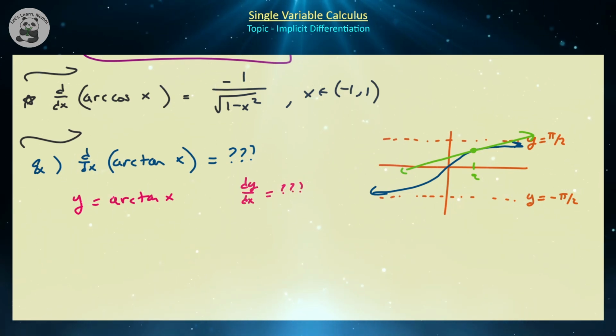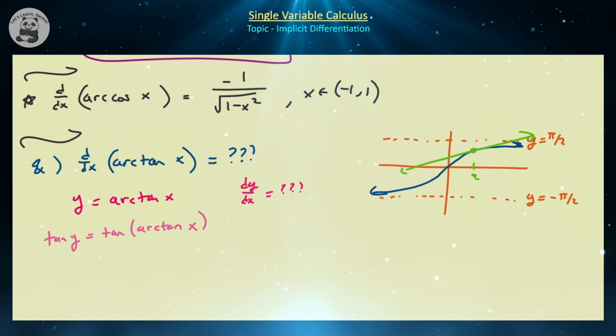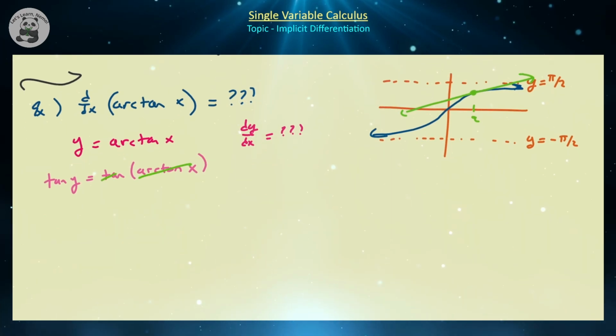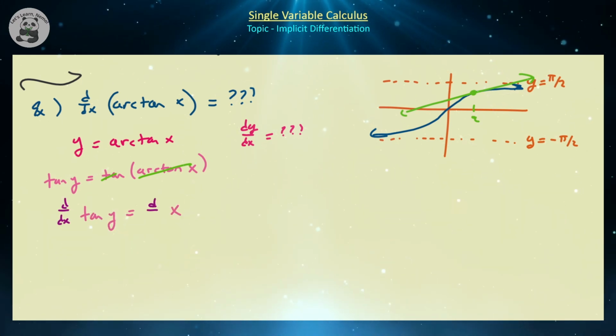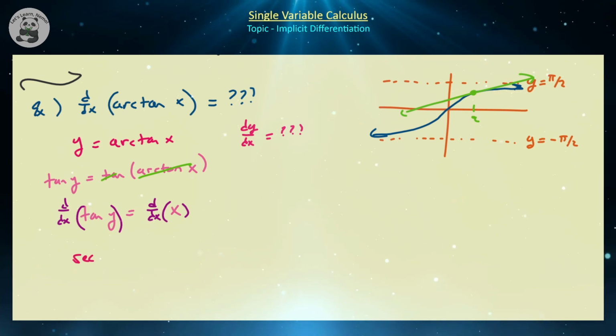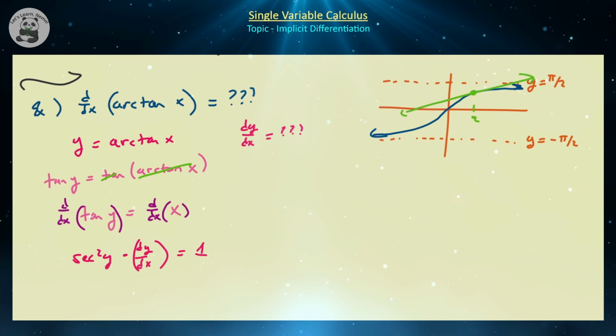I'm going to begin by taking the tangent of both sides. So I'm going to have the tangent of y is equal to the tangent of the arctangent of x. But tangent and arctangent are just inverses, so those are going to cancel each other out. So I'm going to have the tangent of y is equal to x, and then I'm going to take the derivative with respect to x of both sides of this relation. If you don't remember, the derivative of tangent y is the secant squared of y, and then by the chain rule we have that dy over dx term, and then we're going to have a 1 there. And then dividing both sides by secant squared y, we have our dy over dx term.